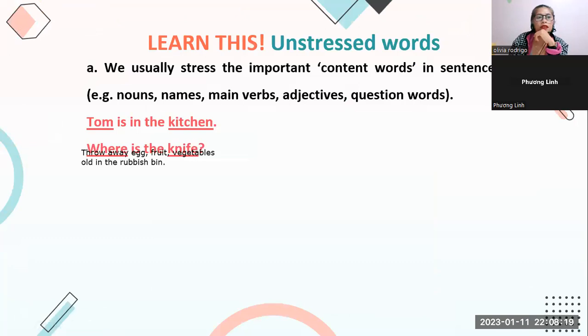So we have here, Lynn, we usually stress, what is unstressed words? We usually stress the important content words, for example nouns, names, main verbs, adjectives, question words. Okay, so I will erase first. So this is: Tom is in the kitchen. The ones underlined here are the stressed words, so they are important. Tom is the name of a person. Kitchen is the name of a place where you cook.